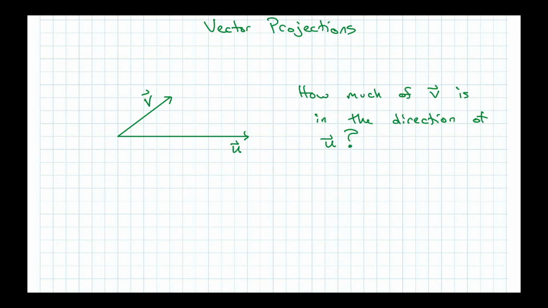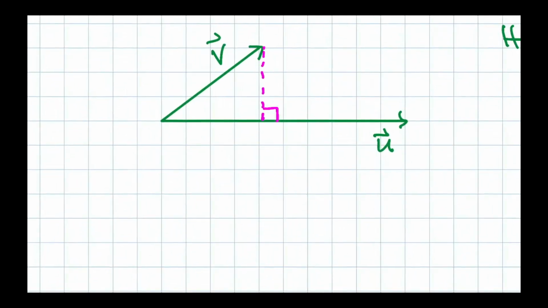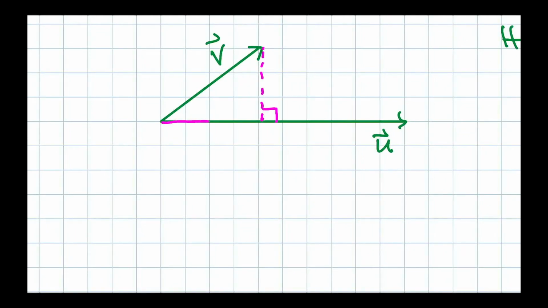Well, what I mean is this. So if you come down here on this picture and you draw a line perpendicular to U that goes to the terminal point of V, so like right here, like that. So this is a right angle. Then where that line touches U right here, this is the thing we're talking about.